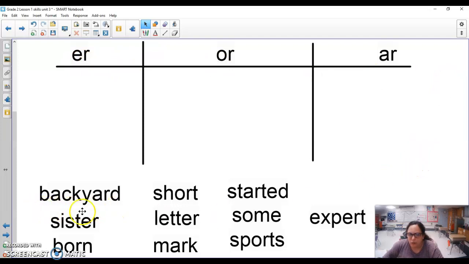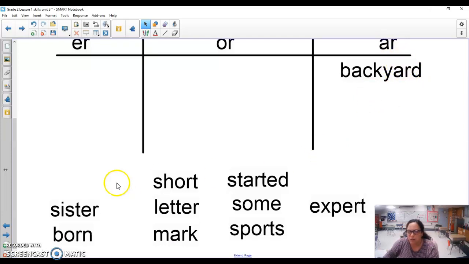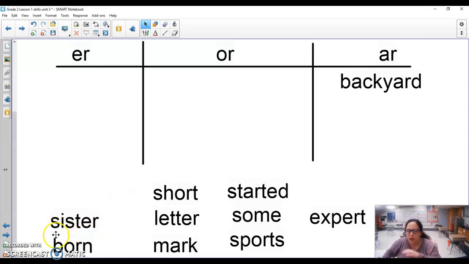So what is this word? Ready? We're going to tap it out. B-A-C-K-Y-A-R-D. Backyard. So where am I going to put this? Does it say or R? Yep, it says R. So backyard goes with AR. And as you see, it's spelled with an AR, so it goes under the AR column. All right, the next one. Let's tap it.